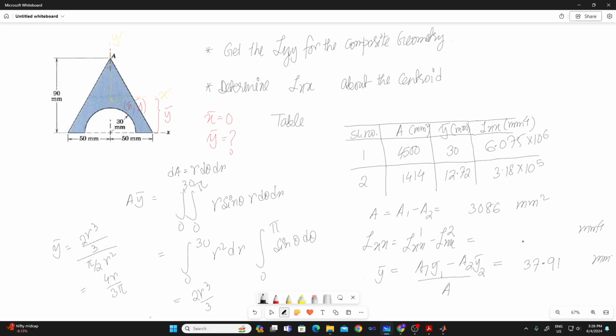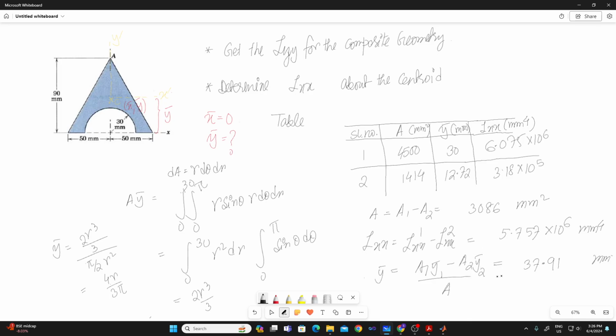Okay, so always check that it also makes sense intuitively, and also check your math. These problems can be confusing at times, when to subtract, when to add. Now Ixx, how much is the value? You said 5.57 something or 5.7 something. 57.57 into 10 to the power 5. I mean 5.757 into 10 to the power 6 millimeter to the power 4.